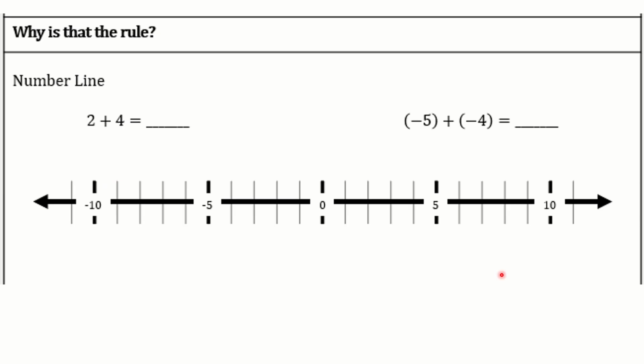All right, let's talk about why that's the rule. Why does that work? We're going to look at two problems, one with both positives and one with both negatives, and we're going to look at a number line first. So let's start with our positive one.